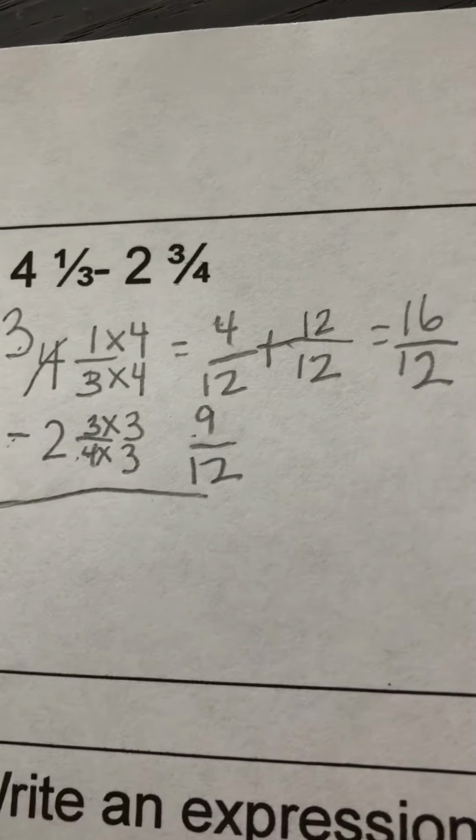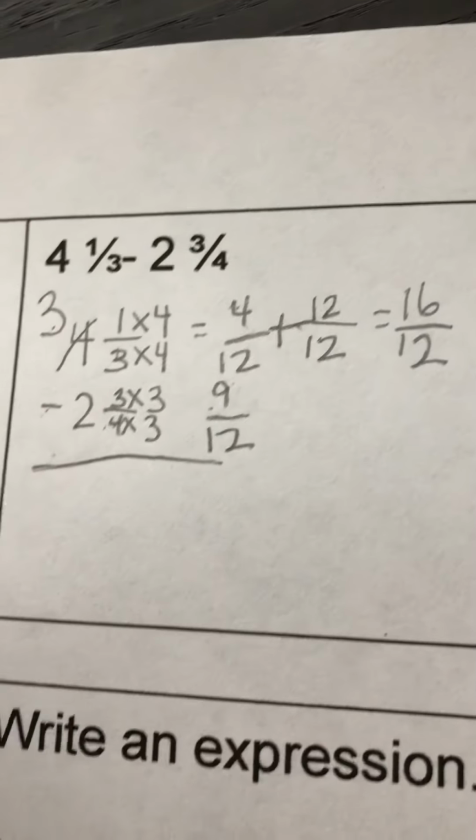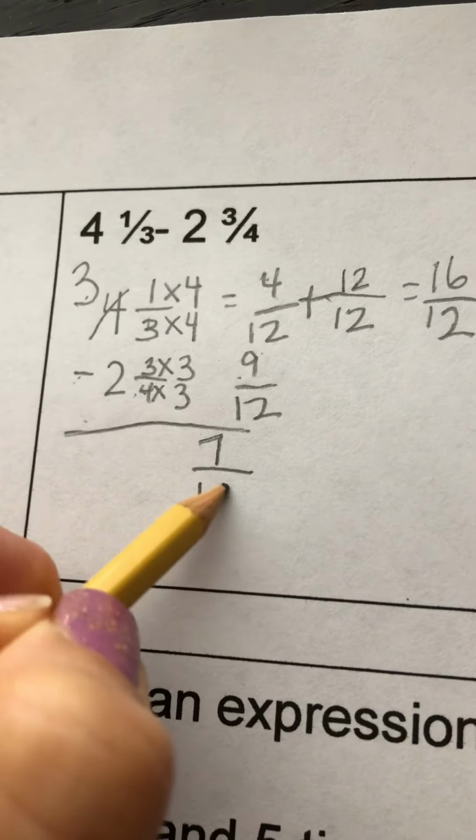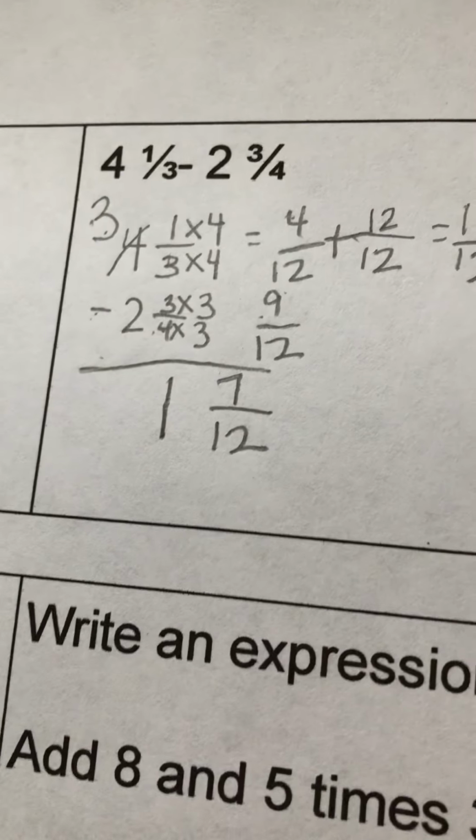16/12. Now I should have enough to subtract. Let me check. 16 take away 9. Yes, I do. That would be 7/12. 3 take away 2, that would be 1. 1 7/12. Okay, continuing on.